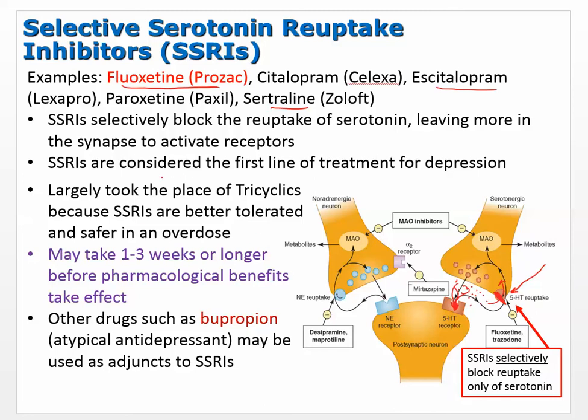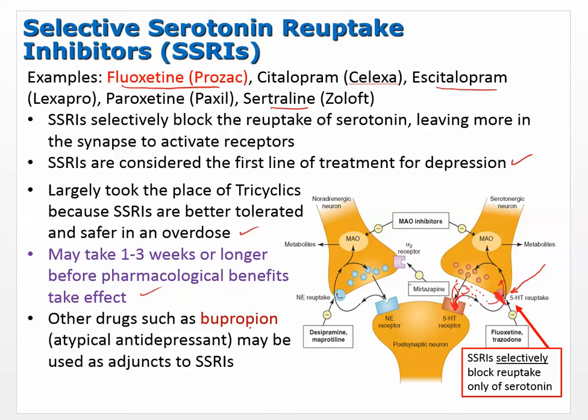Okay, so SSRIs are considered the first line of treatment for depression. That kind of makes sense because it's selective for serotonin, and if that works, then that's fine, and they're shown to be pretty effective. They largely took the place of tricyclics because SSRIs are better tolerated and safer in an overdose. So that's another reason. It may take 1 to 3 weeks or longer before pharmacological benefits take effect. That's in purple, so it's kind of important. Not that everything isn't important, but that's something to keep in mind, because your patient shouldn't expect to feel better the next day. It takes a little while for it to get to that therapeutic level.